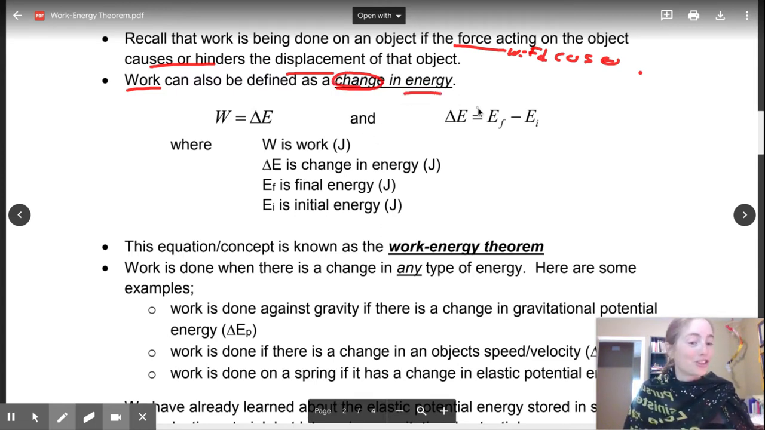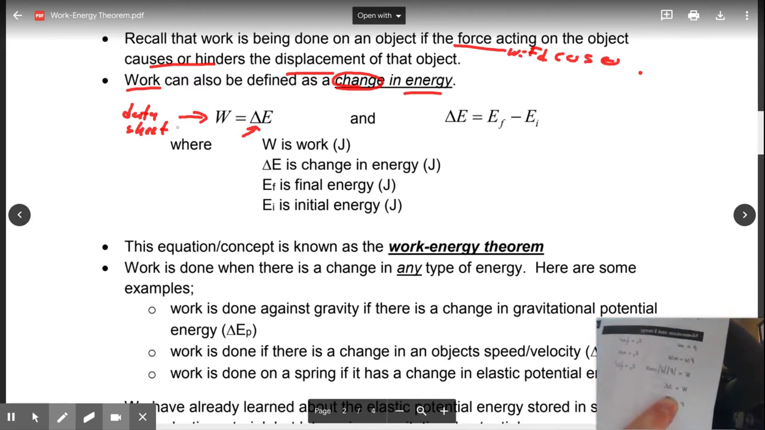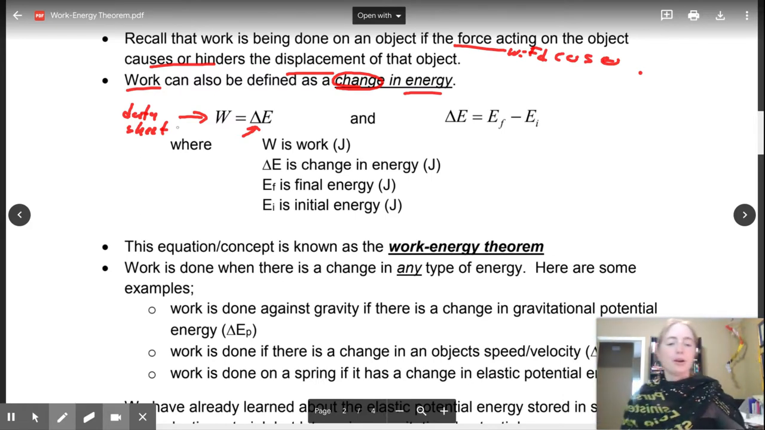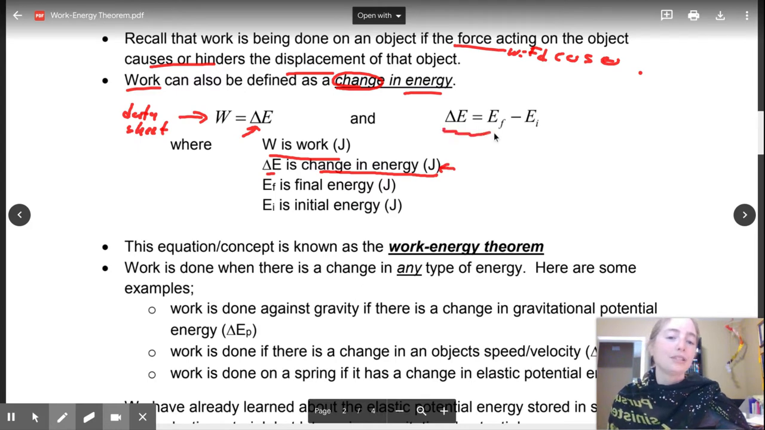Okay, so keyword: change. Now remember, delta is equal to change in. This is on your data sheet, and you can find it right there. As you can see, your work is equal to delta E. So, ladies and gentlemen, delta is change in, work is in joules, delta E is our change in energy in joules. Now, this is the expanded form. Our delta E is equal to the final energy minus the initial energy in a system.